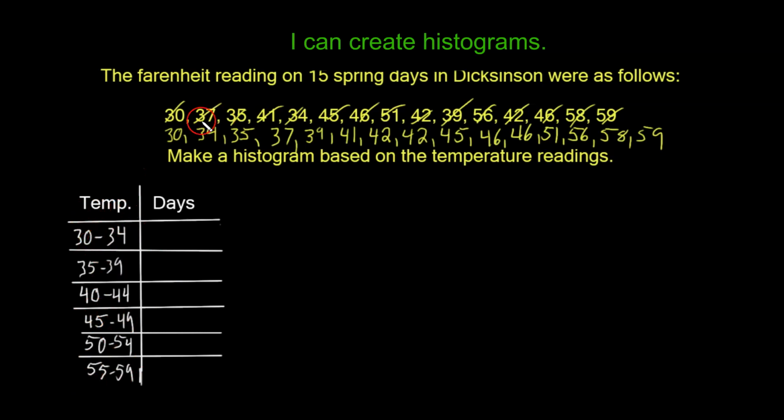So from 30 to 34 there were 2 days. There was a temperature of 30 and a temperature of 34. So there were 2 days with those temperatures. So put 2 right there. Okay, so those are gone. 35 to 39. In that range there was 35, 37, 39. So there were 3 days in that range right there.